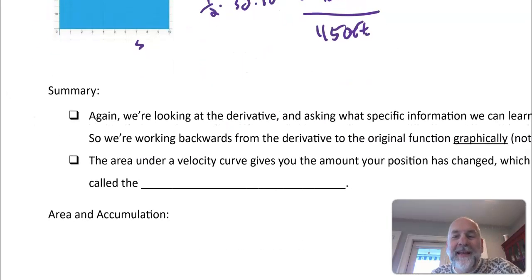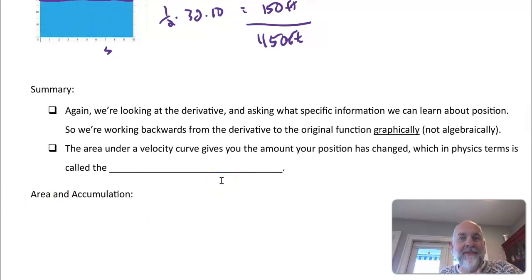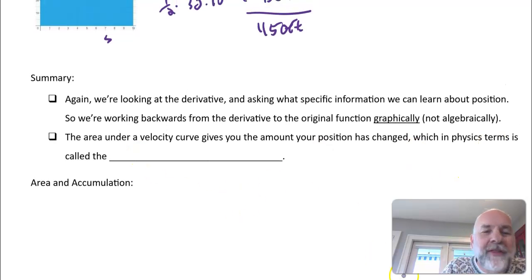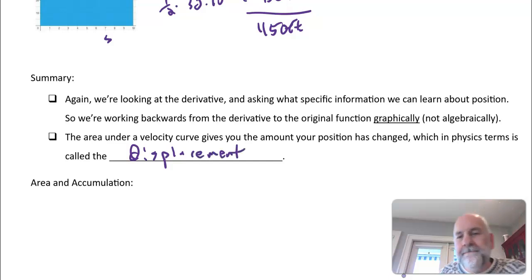Okay. So again, we're looking at the derivative, and we're asking, what can it tell me about position? And so just like we did last class with antiderivatives, we're trying to figure out how to go backwards from the derivative back to the original. What does it tell me? And what we've learned is that the area under velocity curve gives you the amount your position has changed. It gives you like how much has your location changed over this time. And in physics terms, that's called the displacement. How much has your position changed? I've moved 450 feet in that last example.